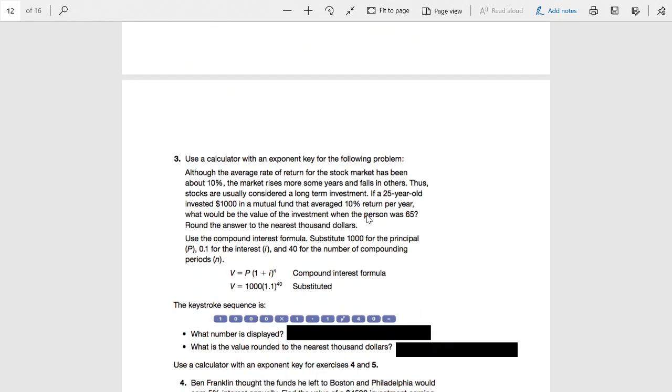So continuing on with this calculator, let's use a new situation here. Although the average rate of return for the stock market has been about 10%, it rises more some years and falls in others. Thus, stocks are usually considered a long-term investment. So if a 25-year-old invested $1,000 in a mutual fund that averaged 10% return each year, what would the value be when the person is 65 years old?